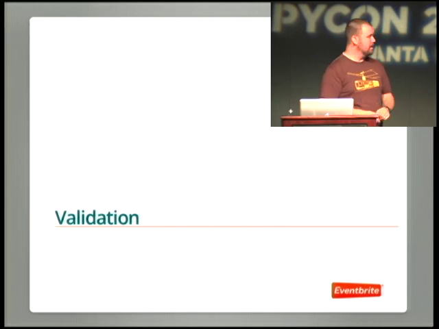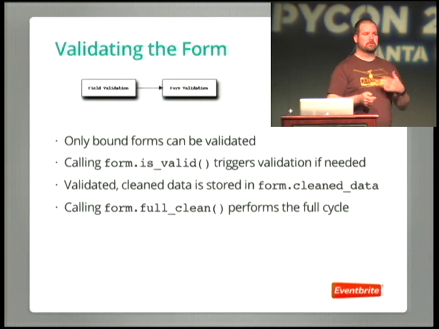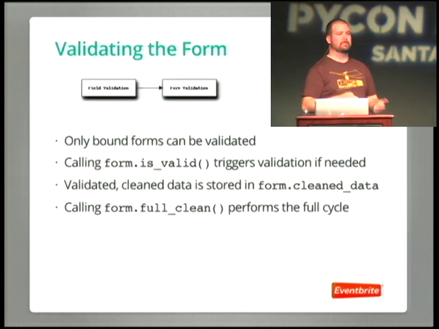So validating a form has two major steps. You validate the fields by themselves, and then you validate the form as a whole. You can trigger this in a couple of different ways. Calling isValid will do it implicitly. Calling full clean does it explicitly. But each of these steps is somewhat independent of the other.